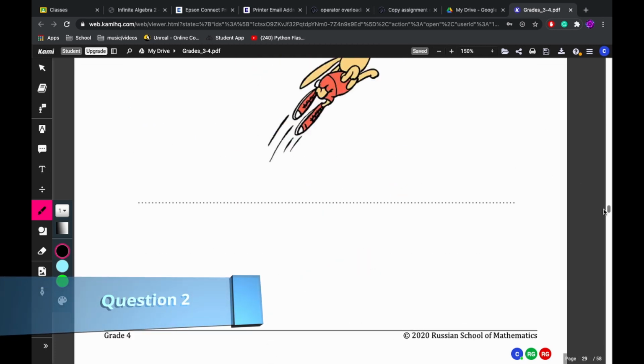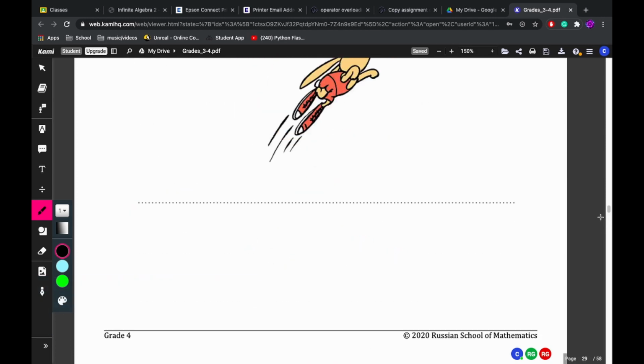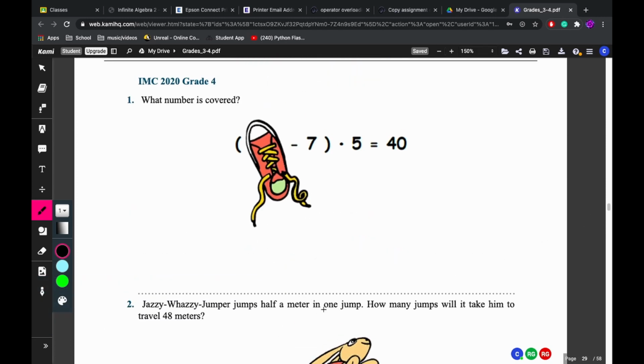Moving on to number 2. Jazzy Wazzy Jumper jumps half a meter in one jump. How many jumps will it take him to travel 48 meters? What you would do here is 48 times 1/2, which is basically equal to 48 times 2. 48 times 2 is 96. So 96 would be your answer.